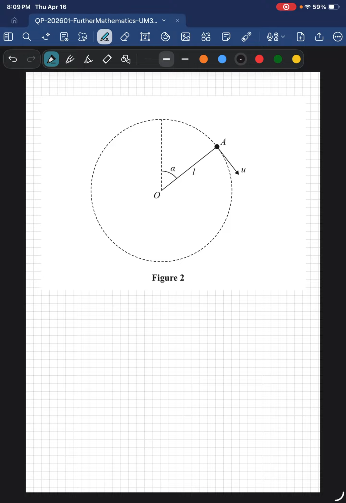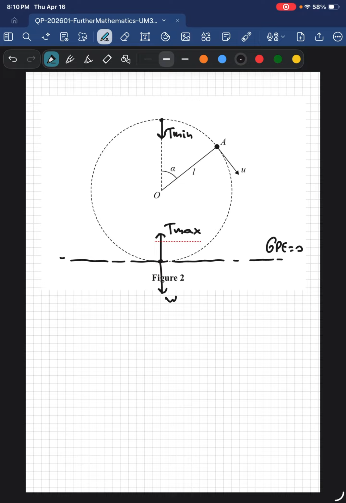Okay, so we need several things now. First of all, let's redefine where the potential energy, the GP, is 0. So let's define that the GP is 0 when the particle is down here. When the particle is down there, it has the maximum tension from the rod. So T max, and then the weight, of course, points down. And when it makes it all the way up there, it gets the minimum tension. So we have T minimum and we have the weight pointing down. Okay, so U is the same as before.